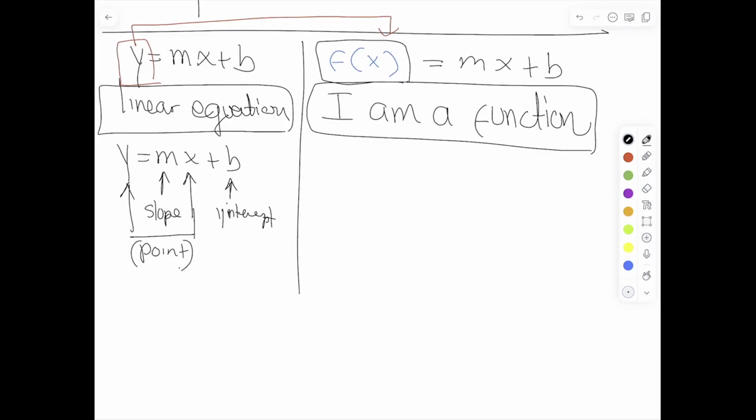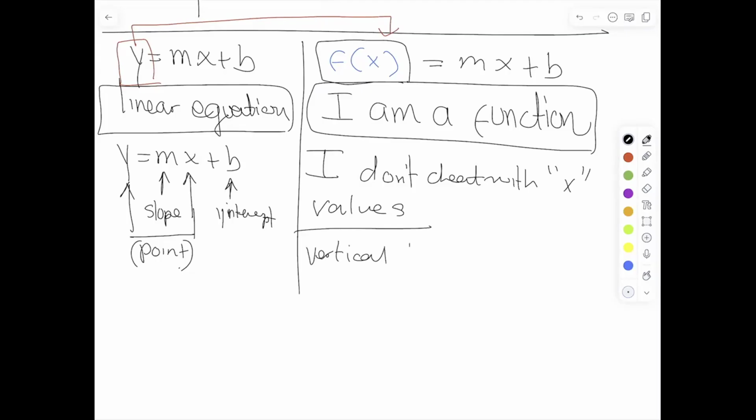So the same thing with math. Before, I was a linear equation. I could do a lot of things. But now that I'm a function, I have to adhere to the rules, to the definition of a function, which is I don't cheat with my x values. Right? If I do a vertical line test, I am truthful.